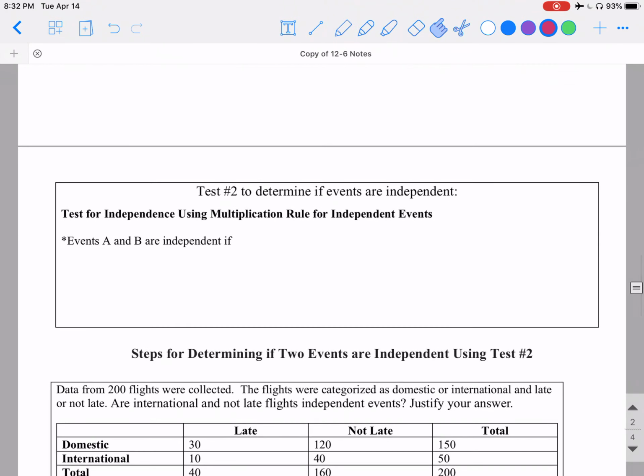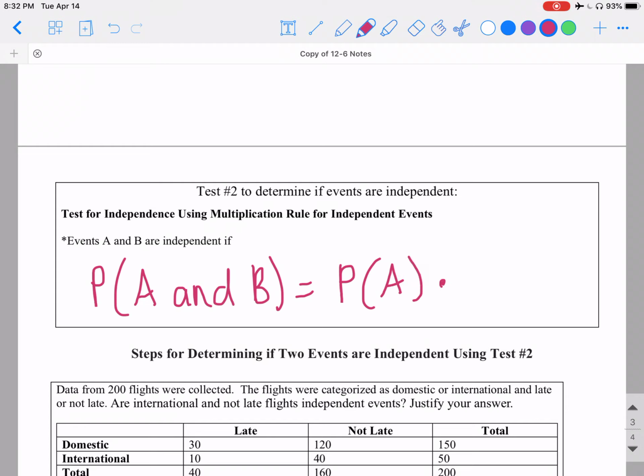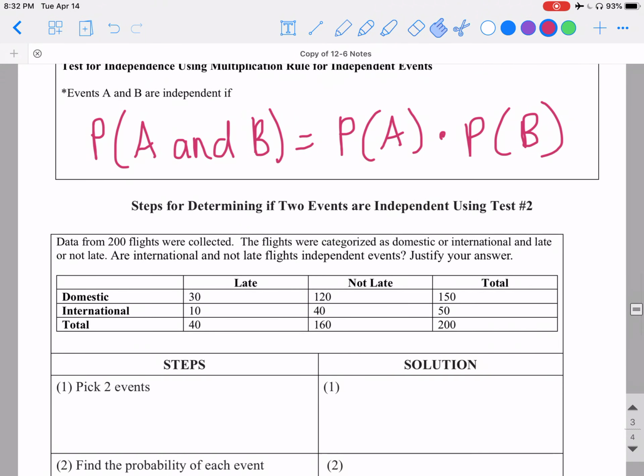Then if we flip to the next page, I'm going to go through the second test we can use to determine if two events are independent. So events A and B are independent if the probability of A and B equals the probability of A times the probability of B. And I'm going to do this next example using that test we just filled in.